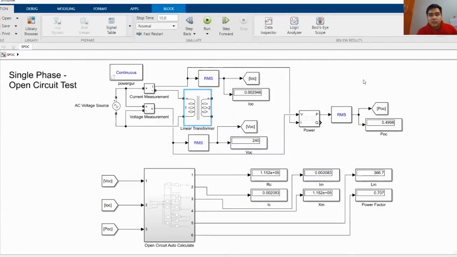And here is our value, where the VOC is 240 volt, the IOC is 0.002946 ampere, and the POC is 0.4998 watt. And we get the value of RC as 1.152E+05, and the IC is 0.002083. The value of IM is 0.002083. The value of XM is 1.152E+05. The value of LM is 366.7 and the power factor is 0.707.